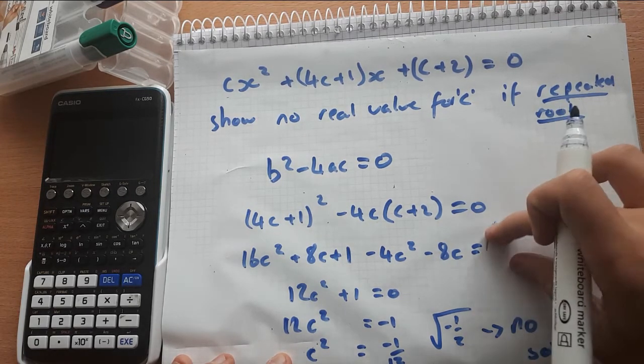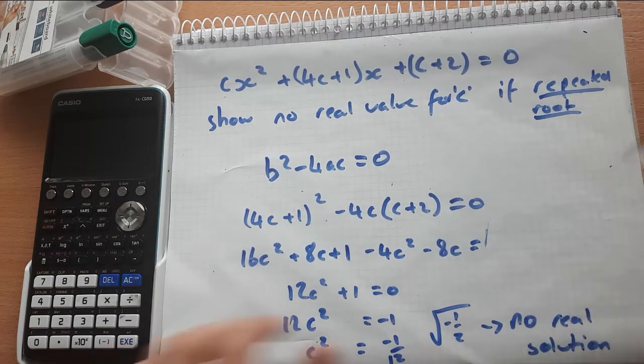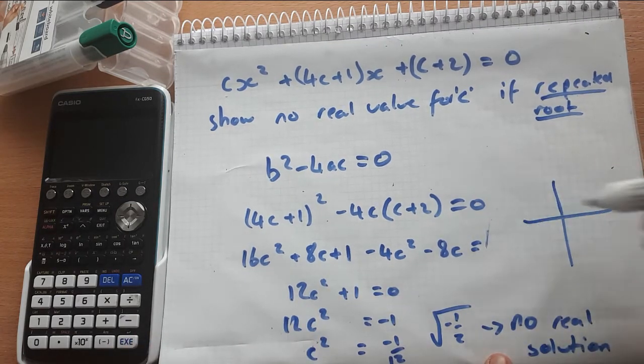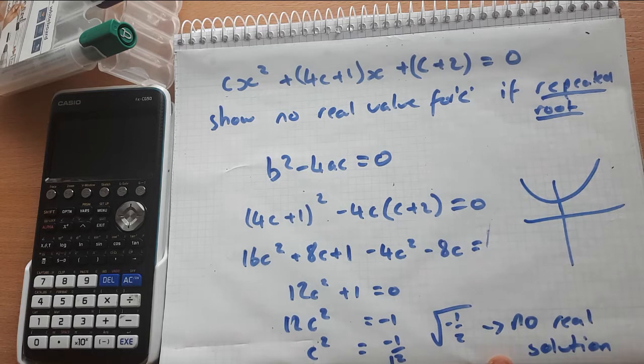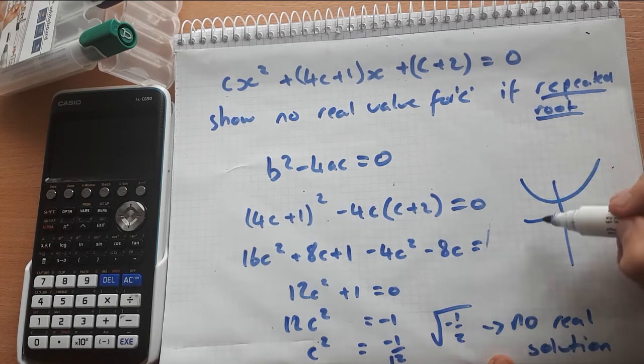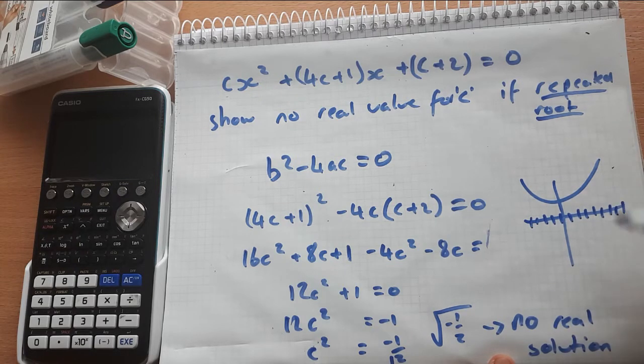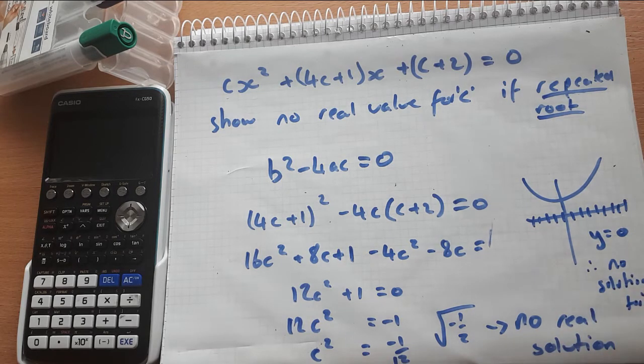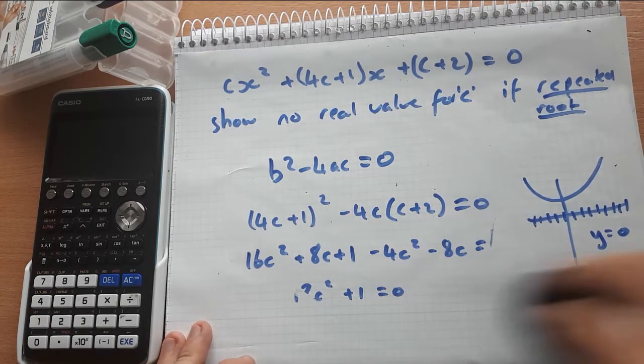If we were to plot that on a graph, just to prove, we would draw out our extremely amazing graph. And if we want real values for c, we are looking for y equals 0. But as you see, this curve does not cross y equals 0, therefore no solution for c. So that is one of the hardest easy questions.